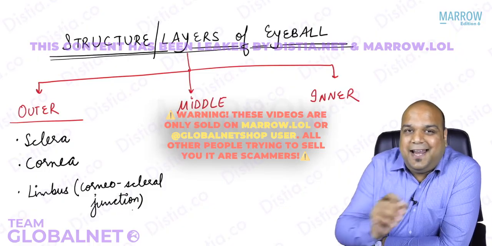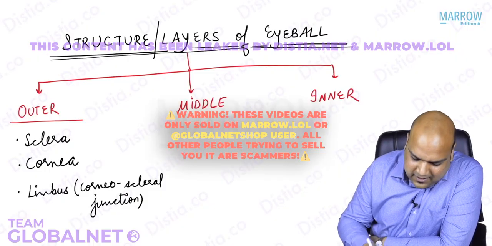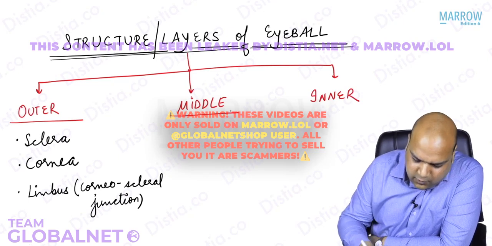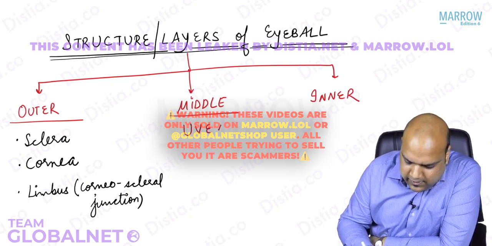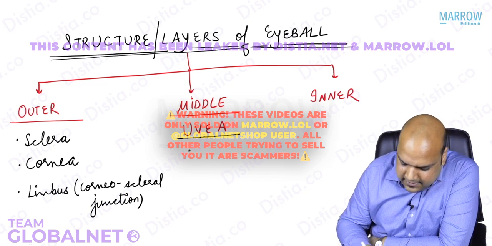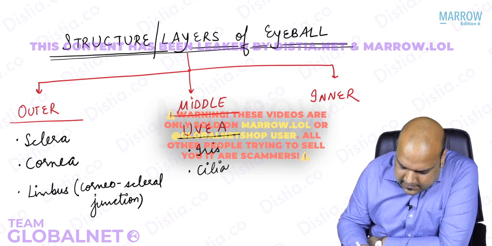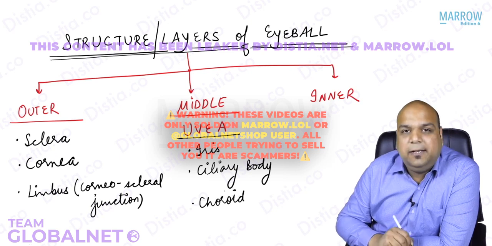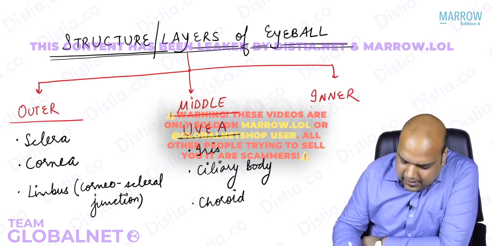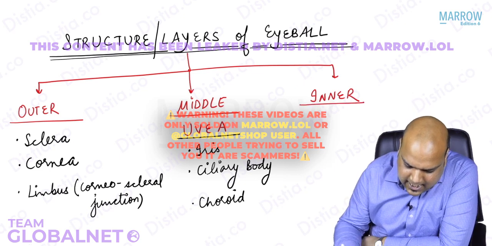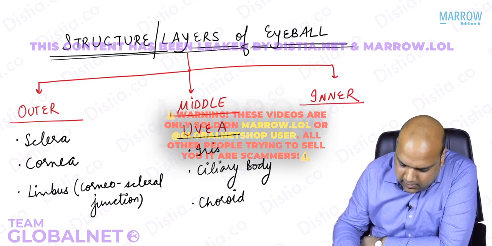Now, let's write what we have discussed here, everybody. The middle layer was known as uvea. Uvea had how many parts, guys? Three parts: iris, ciliary body, and choroid. Whereas the inner layer, which we saw as the yellow colored layer in our model, is known as retina.